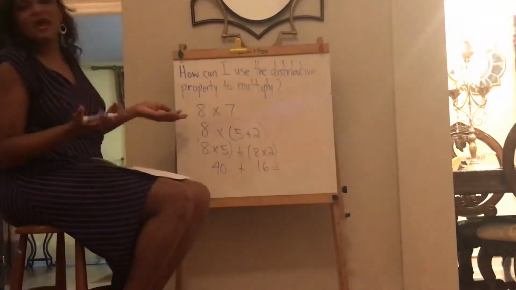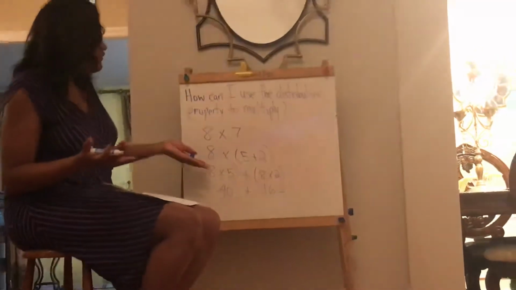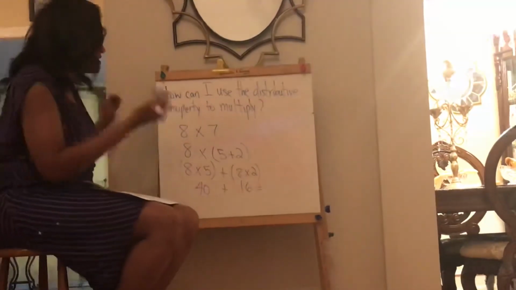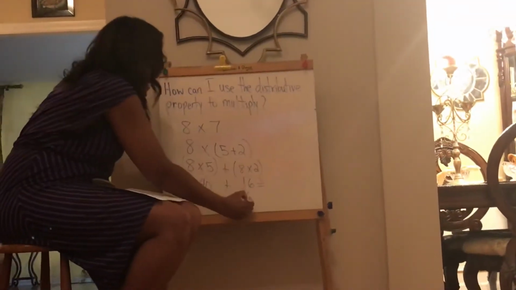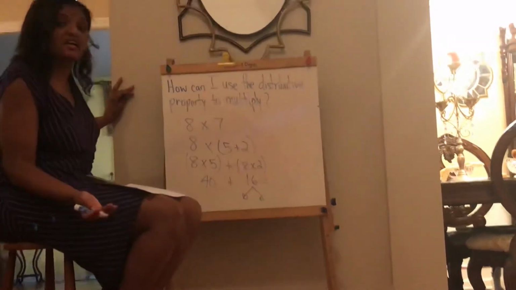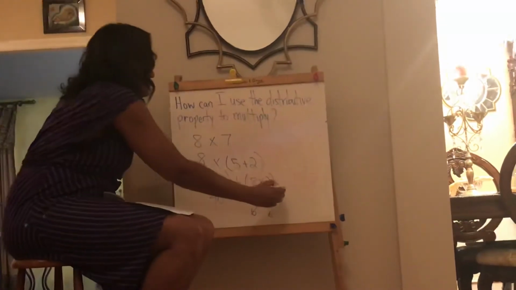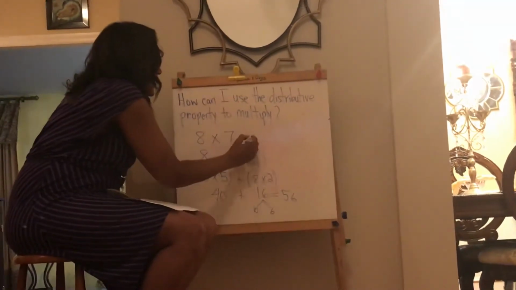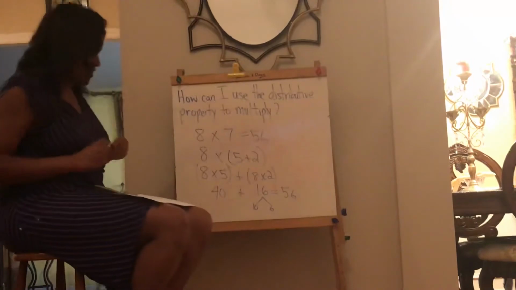And because these are pretty friendly numbers, we know 40 plus 16, we can break that 16 up into 10 and 6. So 40 plus 10 is 50, and 50 plus 6 is 56. So now we know 8 times 7 is 56.